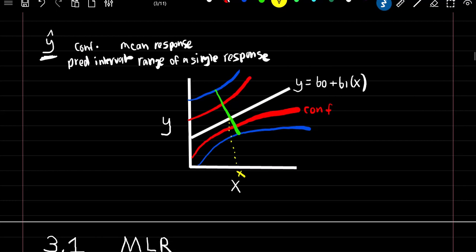And this also applies when we add more predictors. So say we had y is equal to beta 0 plus beta 1 x1 plus beta 2 x2. The narrowest point of our confidence and prediction intervals would be when x1 is equal to its mean and when x2 is equal to its mean.